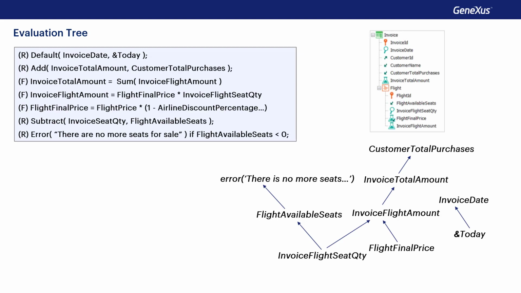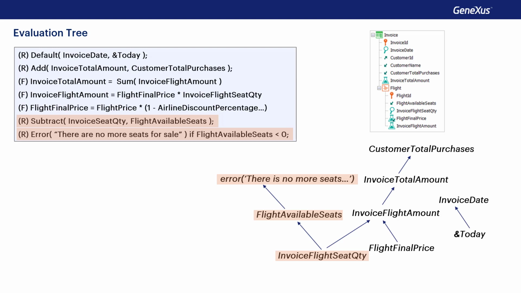For example, note what happens with the attribute invoice flight seat quantity. On it depends the update using subtract of the attribute flight available seat, on which, in turn, the triggering of the error rule depends. For this reason, the condition of the error rule must be written knowing that, because of this dependency, the subtract will always have already been executed, and that's why the condition less than 0 is placed.